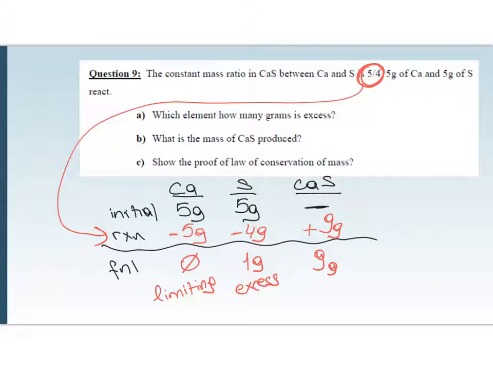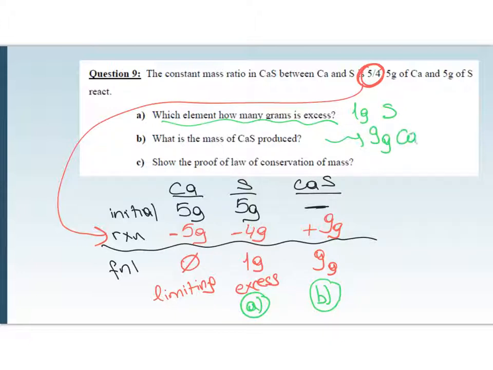So this is the answer for question A. How many grams of which compound is excess? This is 1 gram of sulfur. Now this is the answer for B. How many grams of calcium sulfide are produced? This is 9 grams of calcium sulfide produced.